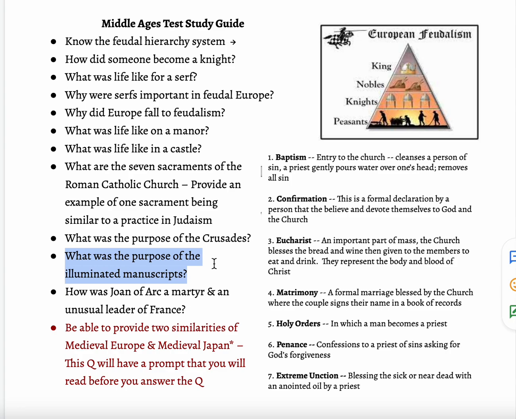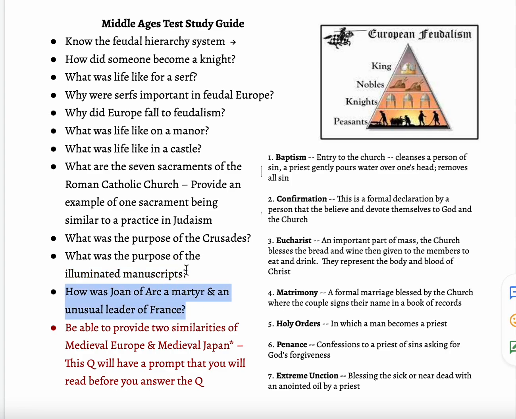So it was easy for those who were illiterate in Europe to look at the images and learn about the history of the church and the history of the Bible, and to provide a way of kind of like a basic education to the illiterate.